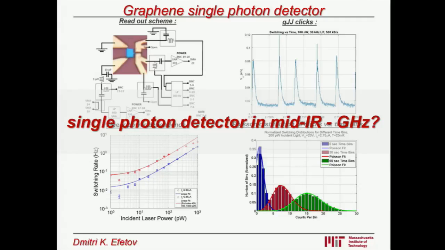So yeah, here's the switching rate. We tried different light sources. For this one we didn't use a cavity. For the previous results, the cavity was at 1550 nanometer, so telecom. For this one, we particularly tried to go to longer wavelengths.